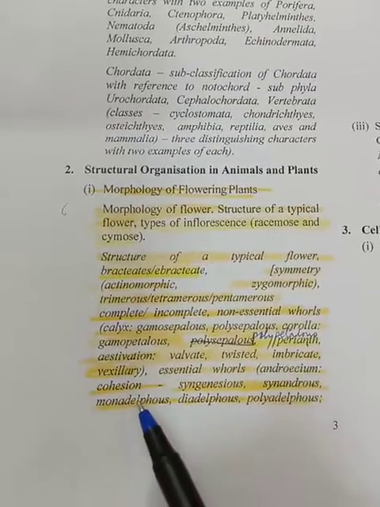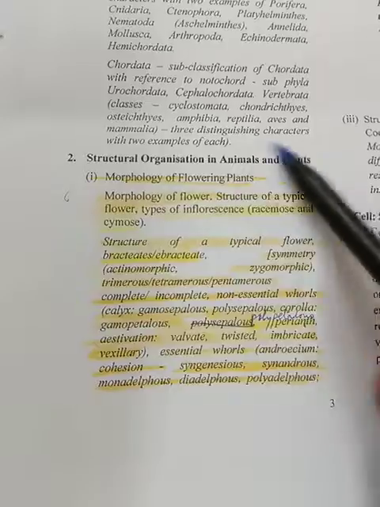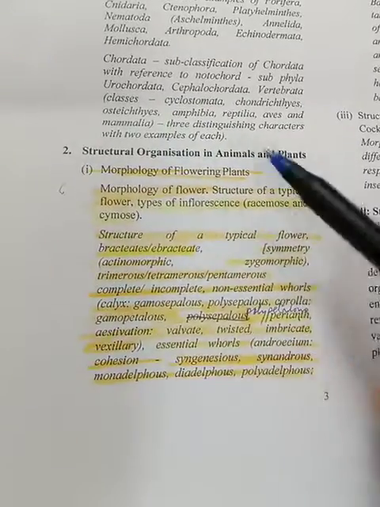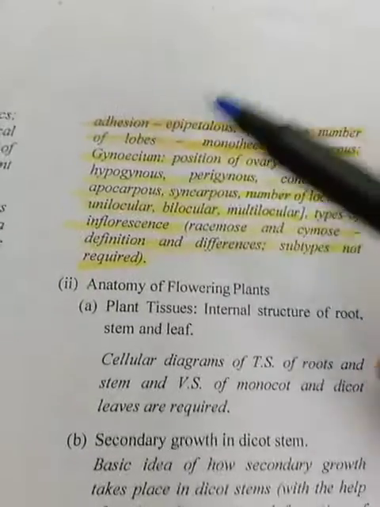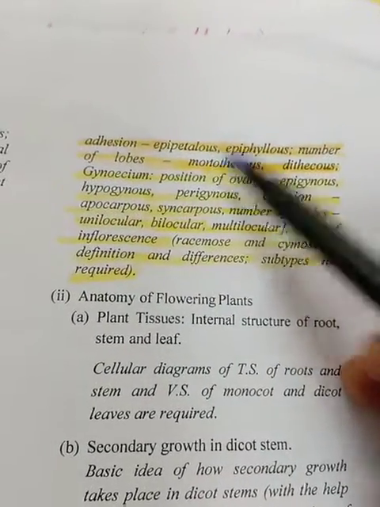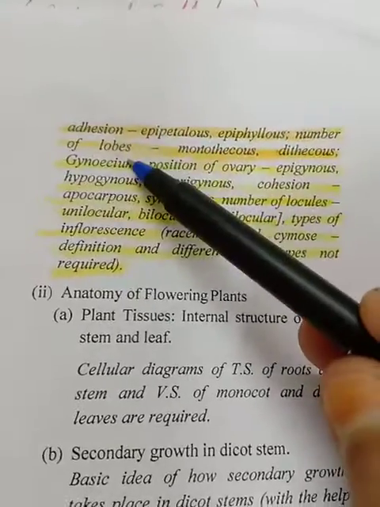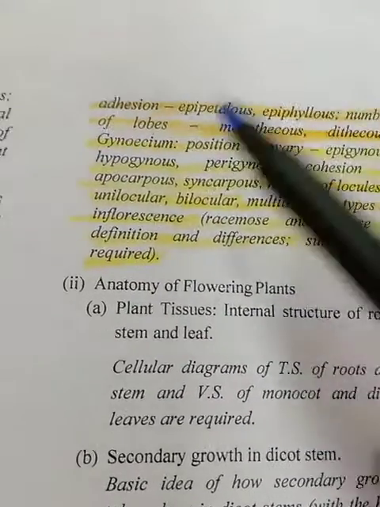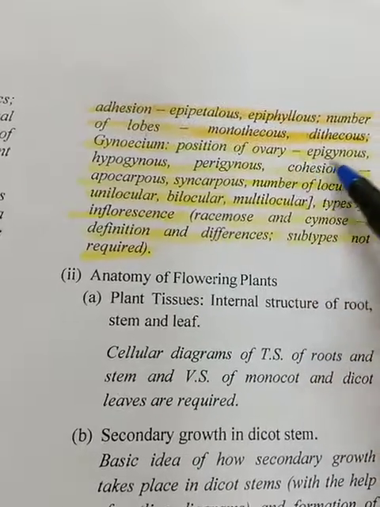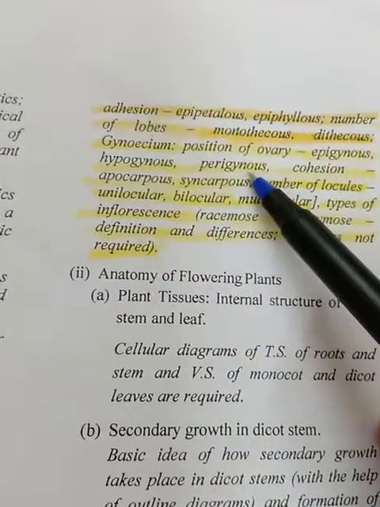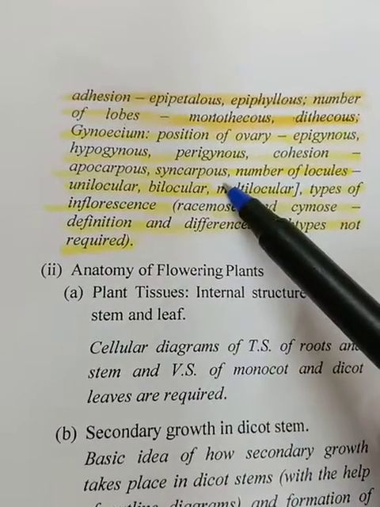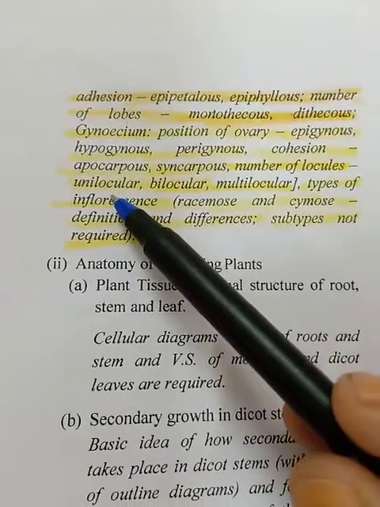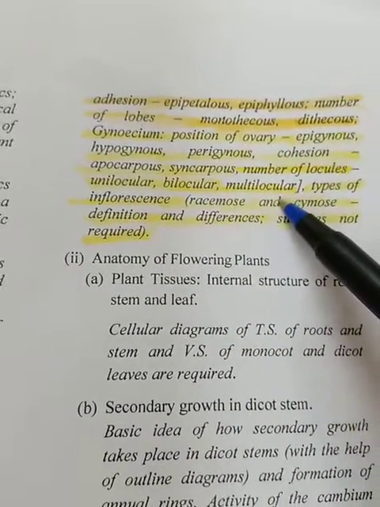syngenesious, synandrous, monadelphous, diadelphous and polyadelphous. It looks like a very long thing, children, but as you have seen, yesterday we completed a major portion of this, right? So this is just a unit. Instead of being called a lesson or a chapter, this will be a unit. Adhesion, epipetalous, epiphyllous, number of lobes, monothecous, dithecous, gynoecium, position of ovary, epigynous, hypogynous, and perigynous. Then cohesion, today we talked about apocarpous and syncarpous, number of locules, unilocular, bilocular, and multilocular.